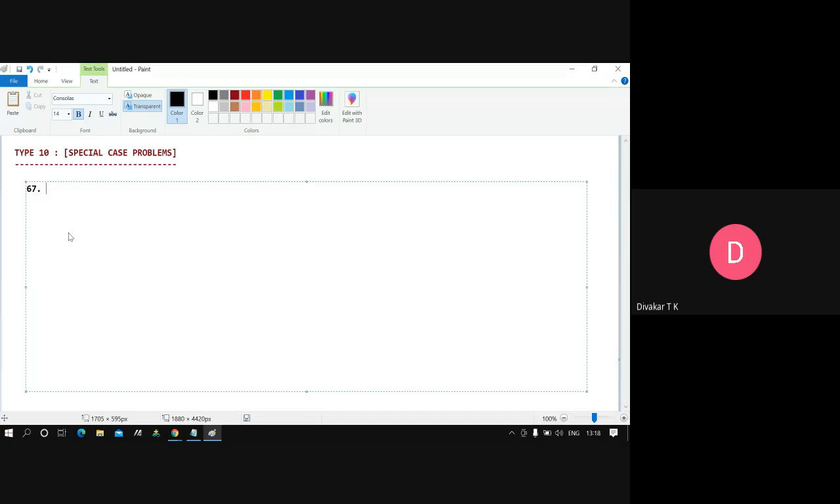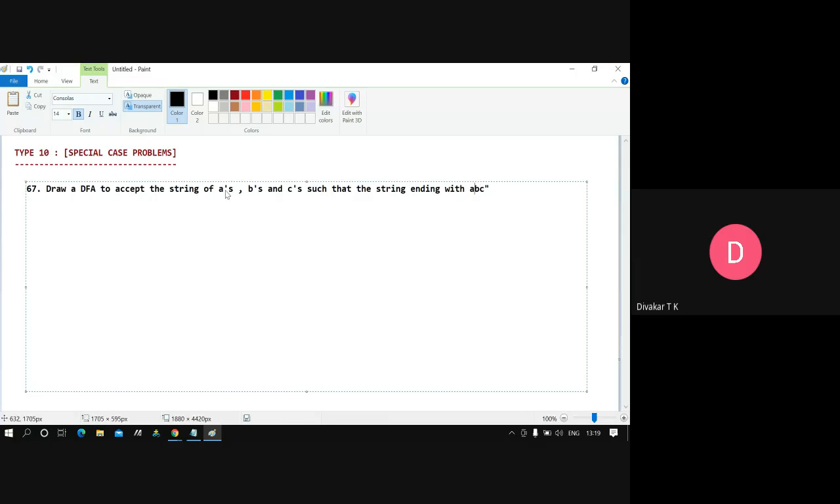In this 67th question, they will ask something like: draw a DFA to accept the strings of A's, B's and C's such that the string, rather than saying contains, I'll say the string ending with ABC. So this is the set of problems they will ask.